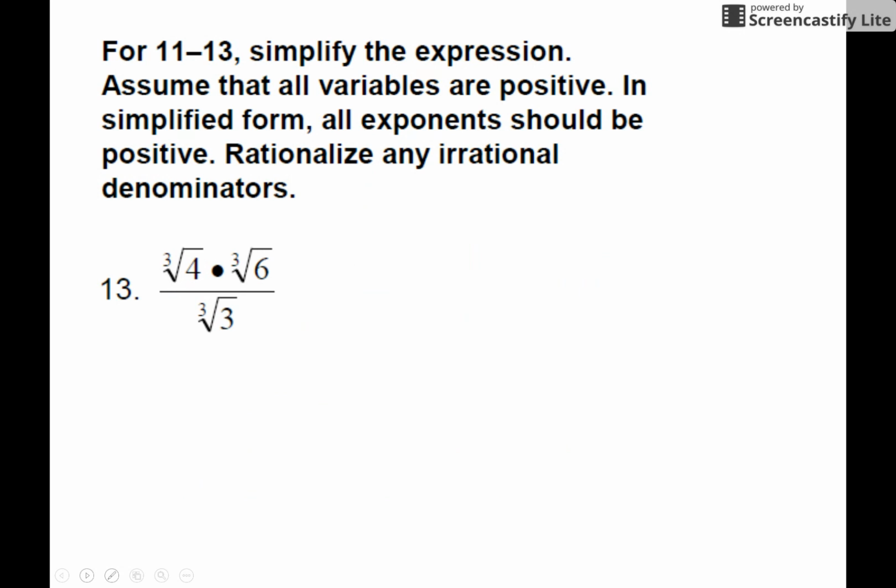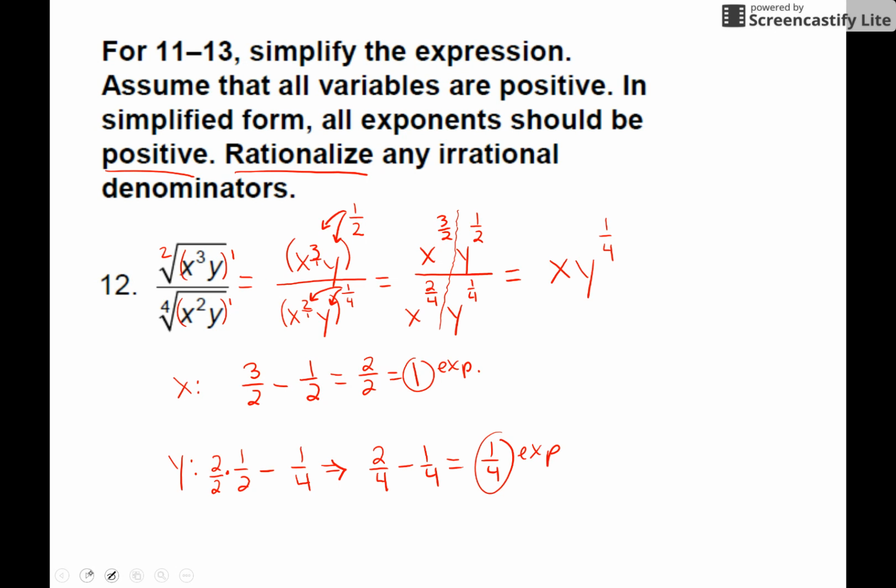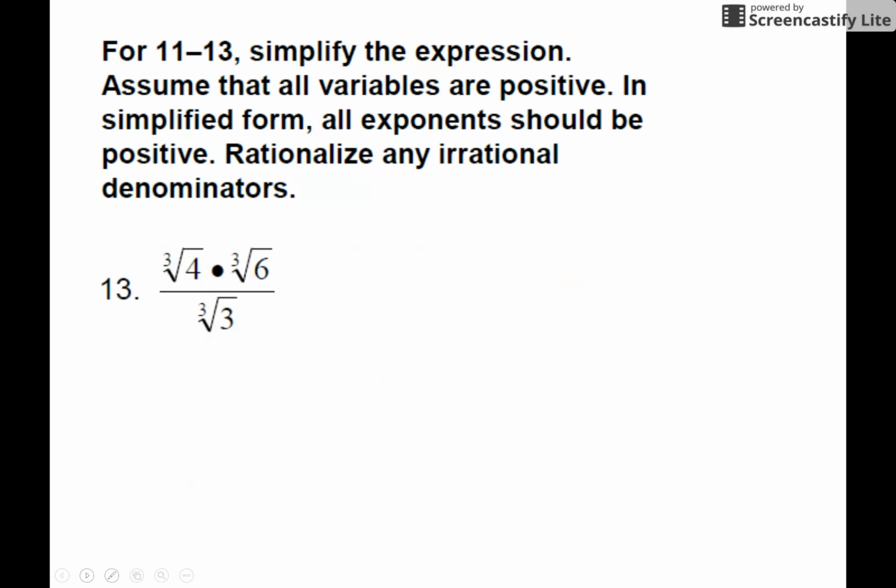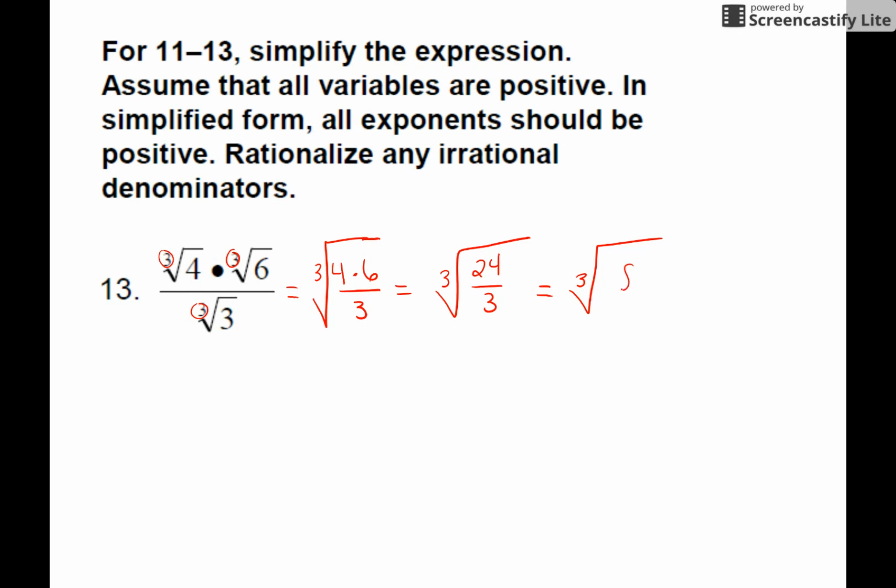Okay, number 13. This one I really like because if we look, this one, not 12, 13, has all matching roots. They're all the same. So with all the matching roots, we can do one big cube root and put everything under the same root or same radical. So when I simplify this one, lots of ways to do that. I'm just going to multiply it. So I get 24 over 3. Then I'm going to divide to simplify. I get 8, and the cube root of 8 is 2.